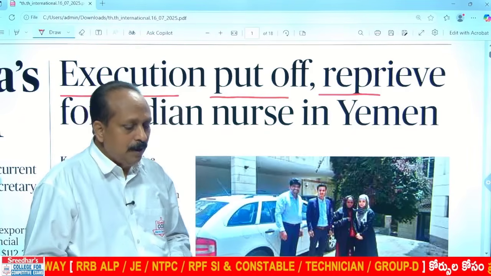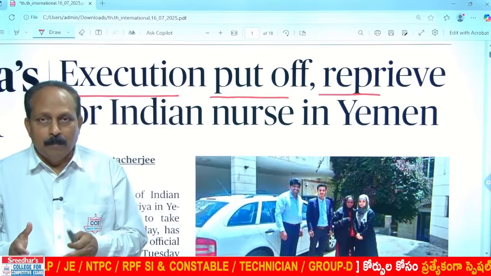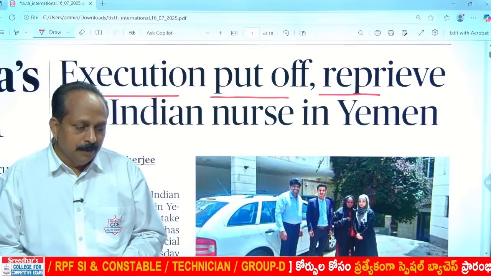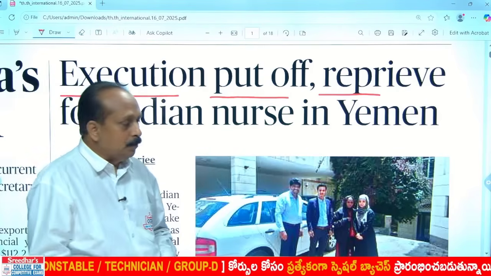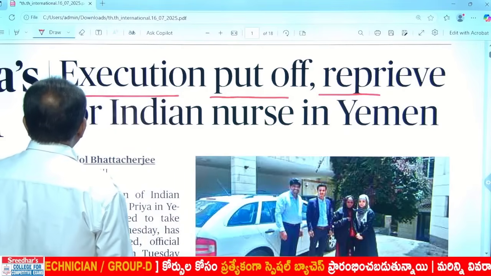Reprieve. Reprieve is something like some sort of respite or a break from something. Reprieve means, in a way, a break, some sort of relief. An important headline, so much to learn.